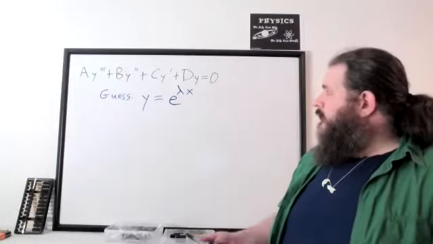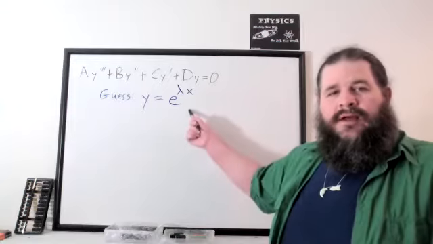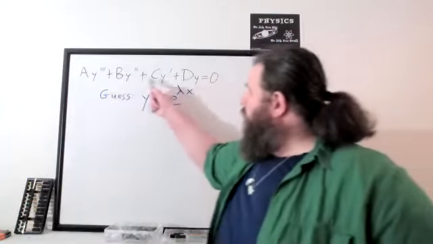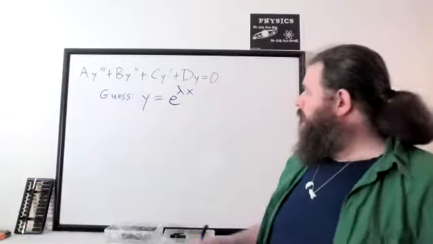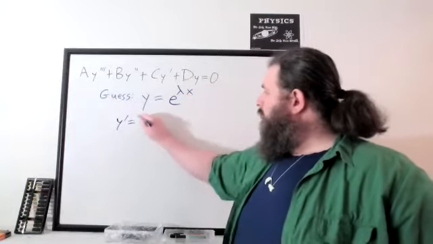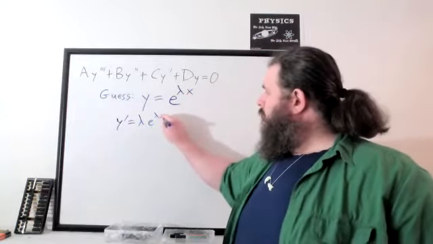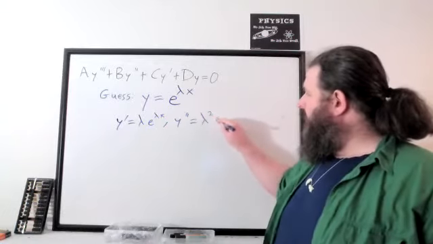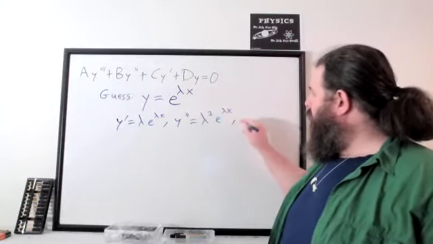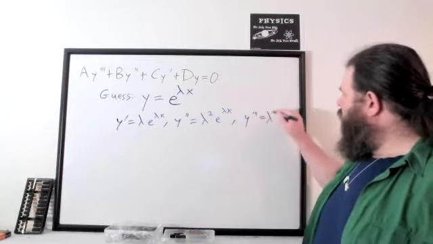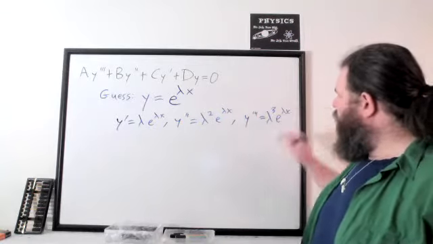And then, as before, just like for second order, we would take all the relevant derivatives, in this case all the way up to the third derivative, and plug those in for y and its derivatives. So y prime, we just get an extra lambda. Y double prime, we pull out another lambda and get lambda squared from the chain rule. And then y triple prime, chain rule gives us one more lambda, so lambda cubed e to the lambda x.